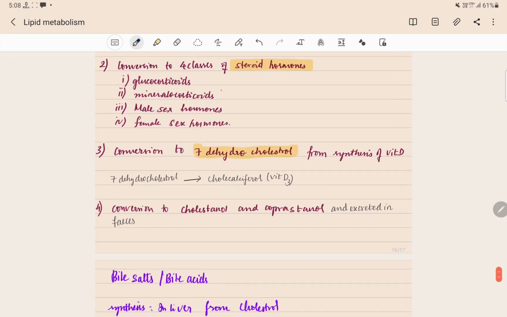Next, cholesterol is converted to 7-dehydrocholesterol, which is used for synthesis of vitamin D. 7-dehydrocholesterol is converted to cholecalciferol, which is vitamin D3. It is the active form.